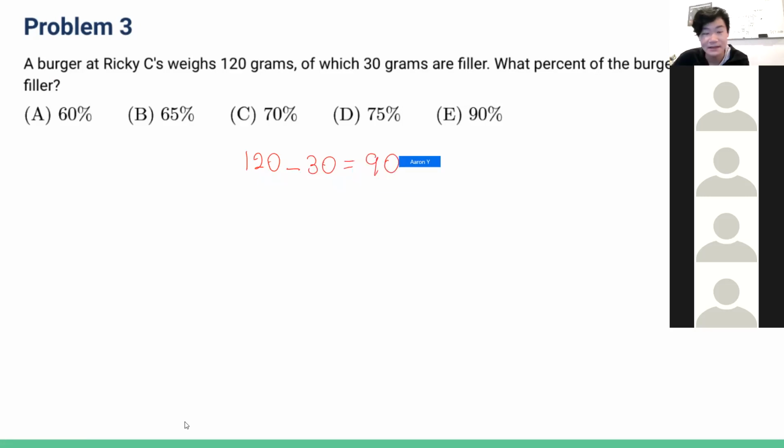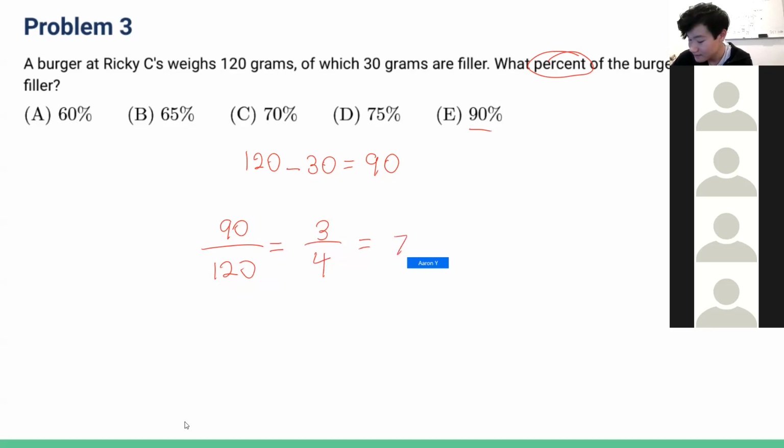And what does 90 grams represent? Well, it represents what is not filler, right? But we can't just say that's the answer. Some people might just put E right here, but they would be wrong because it's asking for the percent, right? So we have to find the percent, and that's not too hard. We just set this up as a fraction. 90 divided by 120, that's 3/4, which is 75%. Or if you went through the steps, you would get 0.75. That converts to 75%. So the answer here is D.